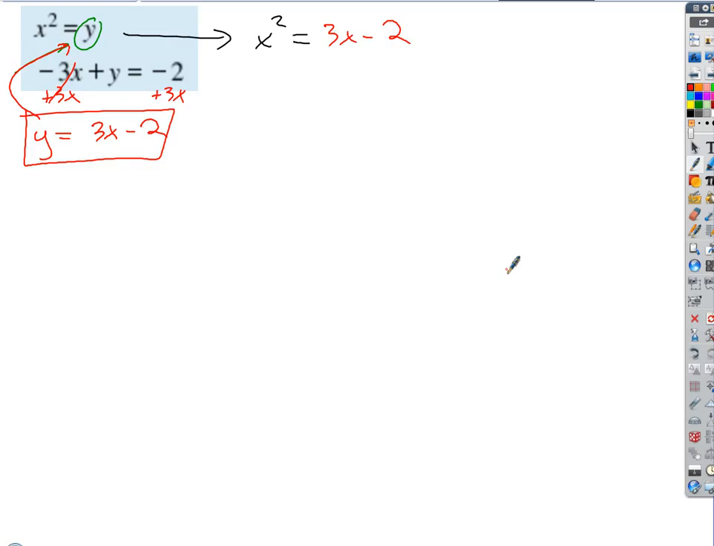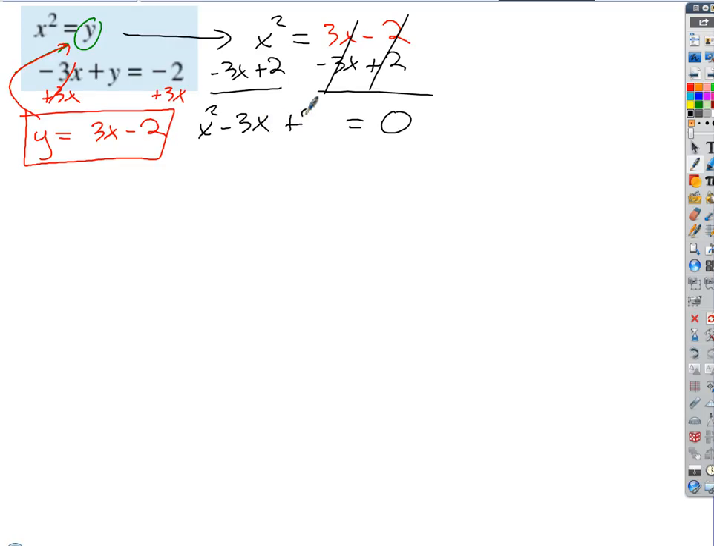Okay, I mean I could, but I don't want to subtract x squared. I want the x squared term to be positive. So instead, I'm going to subtract 3x from both sides and add 2 to both sides, which means everything cancels from the right side. Agreed? And so on the right side, I'm going to get 0. That's good. On the left side, I'm going to get my x squared minus 3x plus 2.